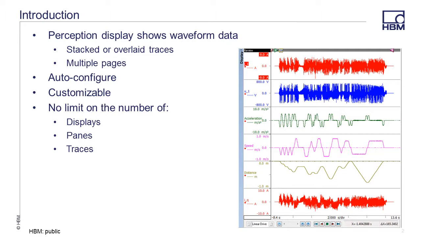The user can completely customize the Perception display: set font size, number of pages, colors, grid settings, what is displayed on the y-axis, and the display behavior during data acquisition. Everything is adjustable. Perception doesn't place limits on the number of displays in a virtual workbench, number of panes per display page, or the number of traces per pane. The user decides, and those decisions are typically driven by the resolution of the monitor on the Perception PC.